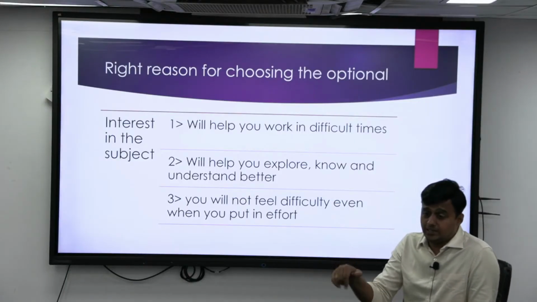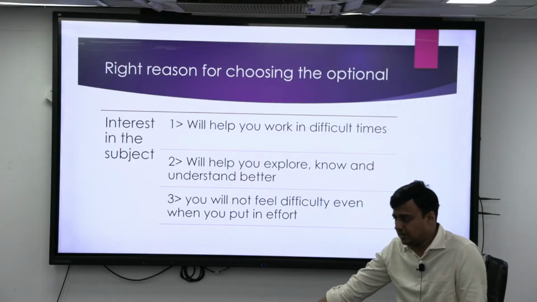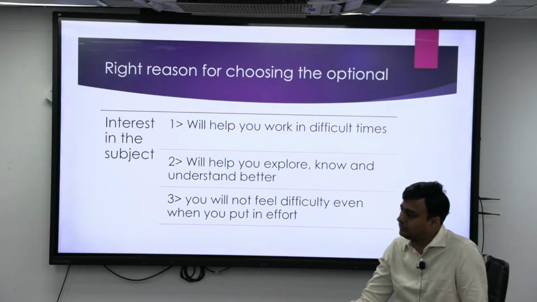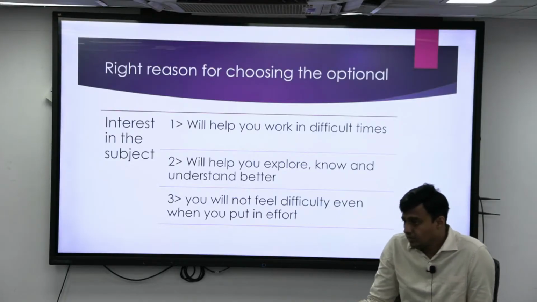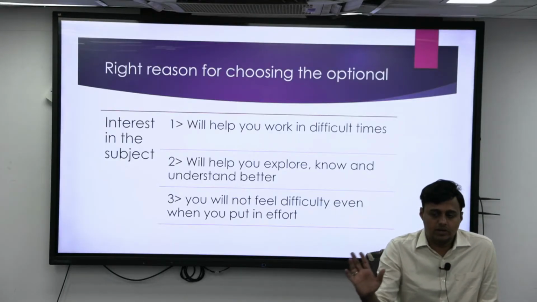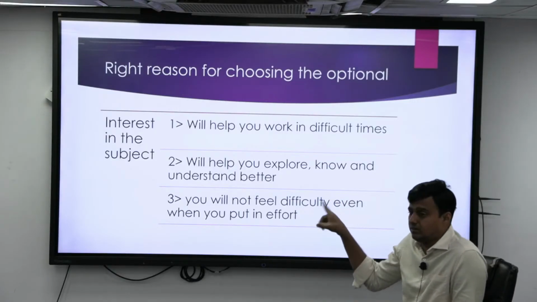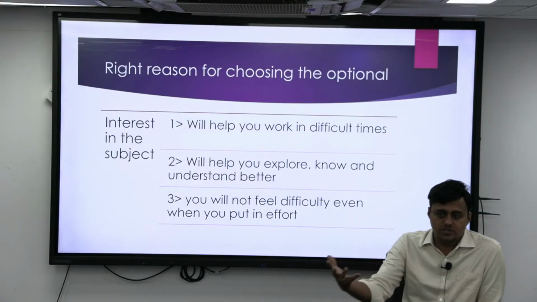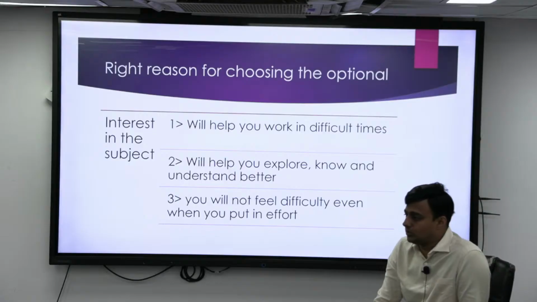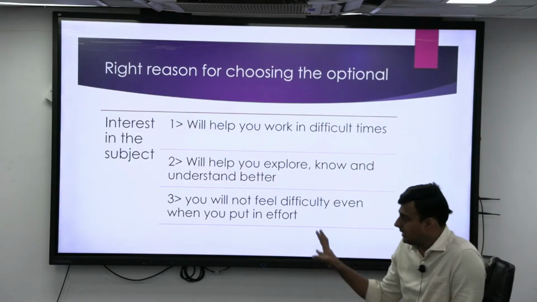But even if you get in, let's say you end up getting IRS or IAAS or IAS, obviously you have to write it again. It means 2027 mains also you have to write. So at least 1.5 to 2 years you have to stay with the optional. If you don't have any interest in the optional, what will happen then? How will you continue with it for 2 or 3 years? So at least you should have a basic orientation towards it.